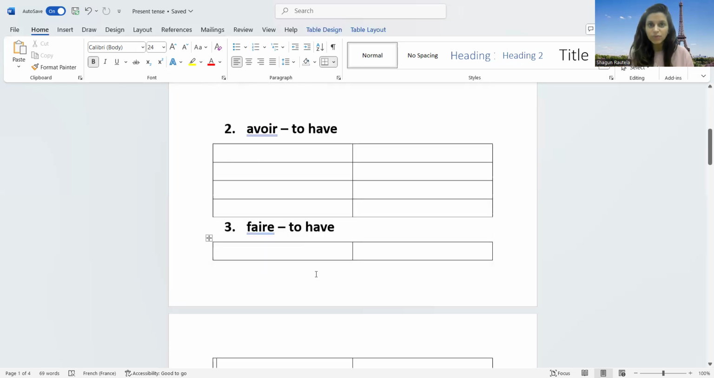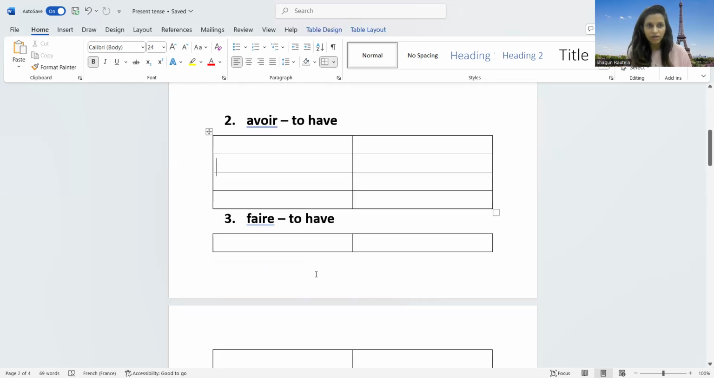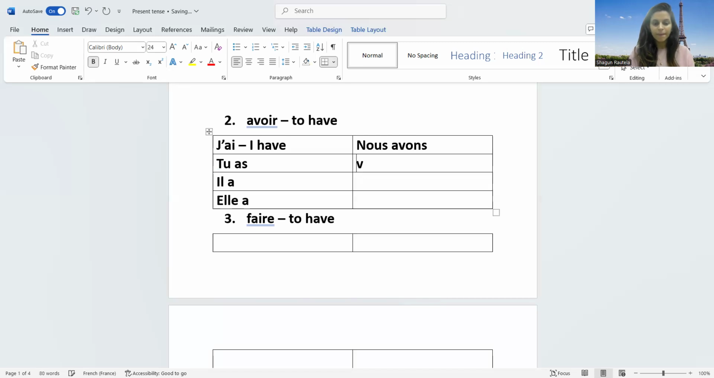Moving on to our next verb, le verbe avoir. With je, it is j'ai. It means to have. J'ai, I have. Tu as, you have. Il a, elle a, he and she has. With third person, it is has. Rest all of them, it will be have. Nous avons. Vous avez. Ils ont. Elles ont.